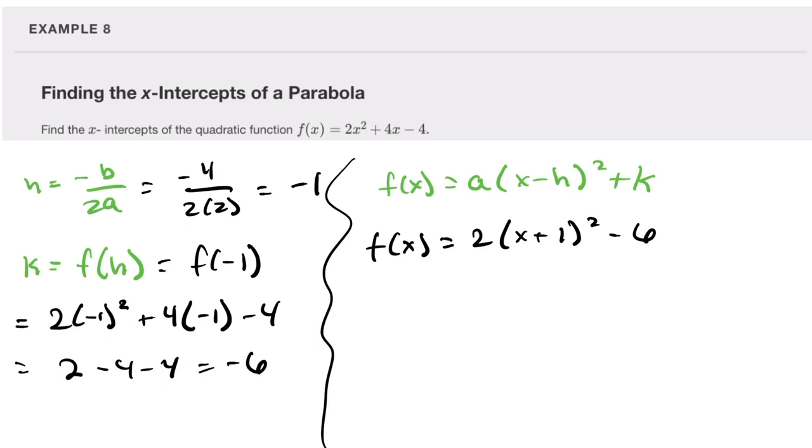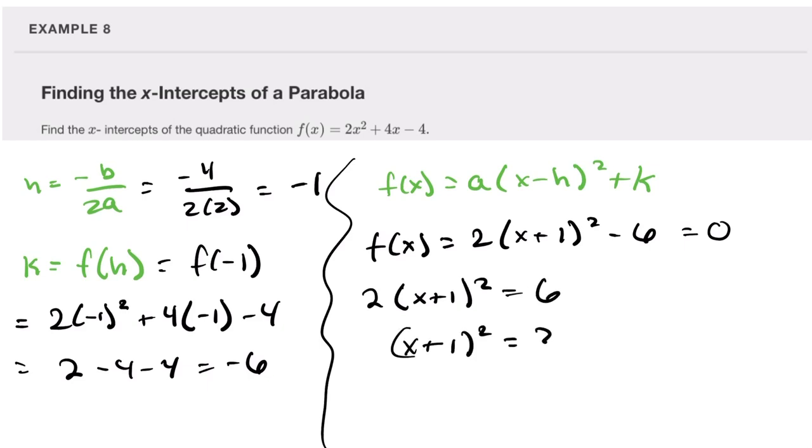So then if we want the x, now that we got it in this form, we can set this guy equal to 0 and solve. Add the 6. We'll get 2 times x plus 1 squared equals 6. Divide by 2. We get 3. Take the square root. Now when we take square root, we should introduce the plus or minus 3. And then subtract 1. X equals negative 1 plus or minus the square root of 3.